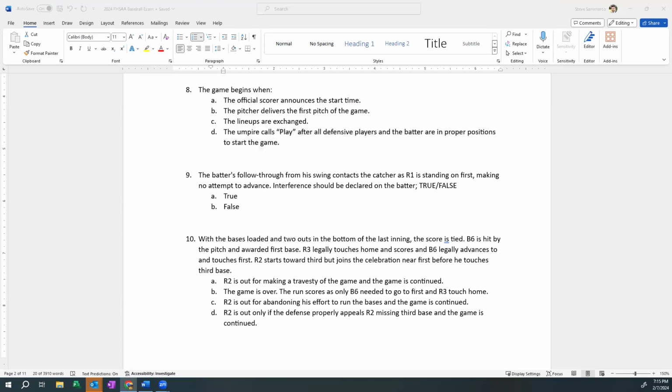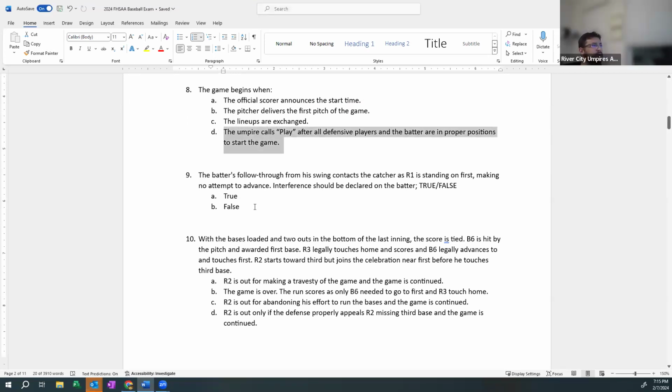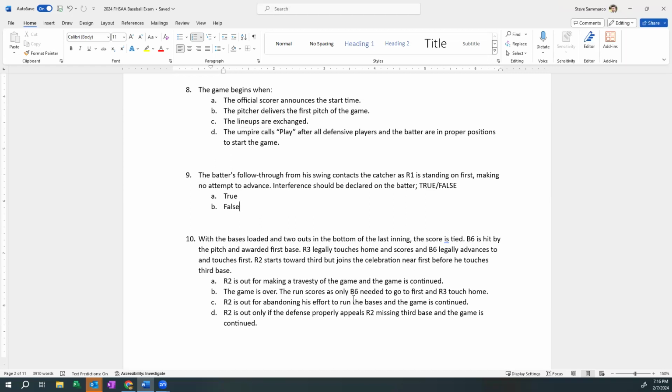You know, one thing about this test, you really get to learn the rule book. Yes, you do. All right. The batter's follow through from his swing contacts the catcher as R1 is standing on first, making no attempt to advance. Interference shall be declared on the batter. False. False. Good job.